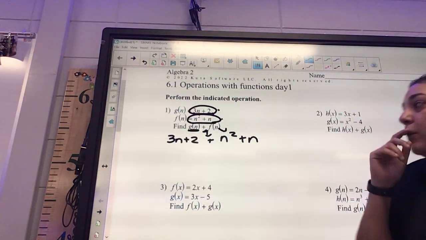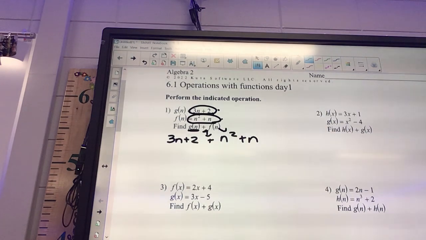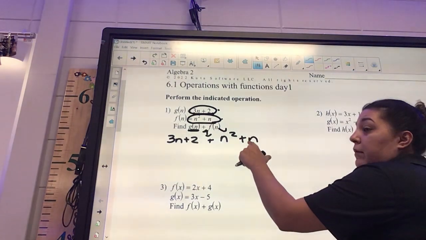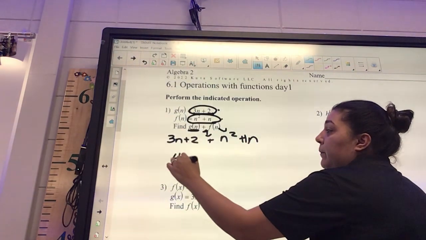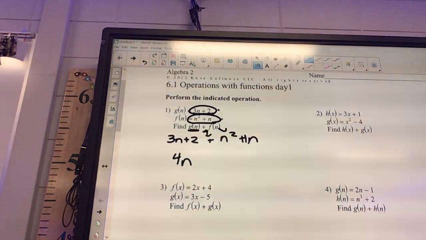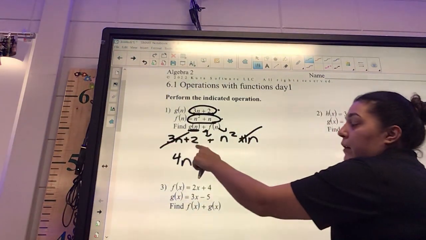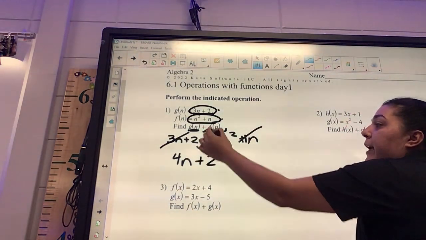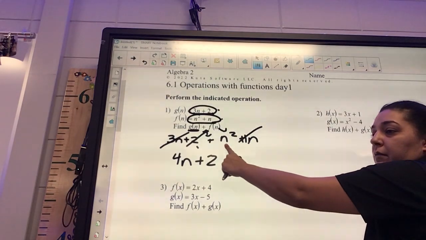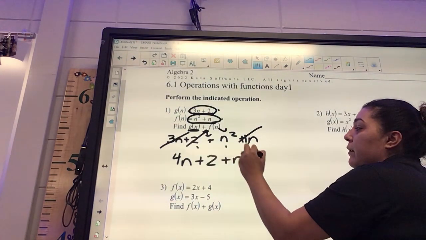Okay, now look at our equation. Is there anything we can combine? What n's? 3n and n. And what number is in front of this n? A 1. So what is 3 plus 1? 4n. Okay. What else? Can I put the 2 with anything? No, because it's just a number, so we can't put that with anything. So we're going to say plus 2. What about n squareds? Are there any n squareds? No. So we're going to say plus n squared.